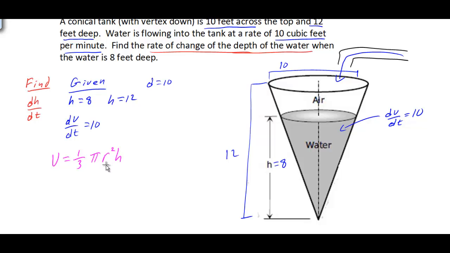So if we take the derivative in this form, we would end up with this dr/dt, but we don't have the rate of change of the radius. So it looks like, is there some way that we can eliminate the variable r before we take the derivative here?